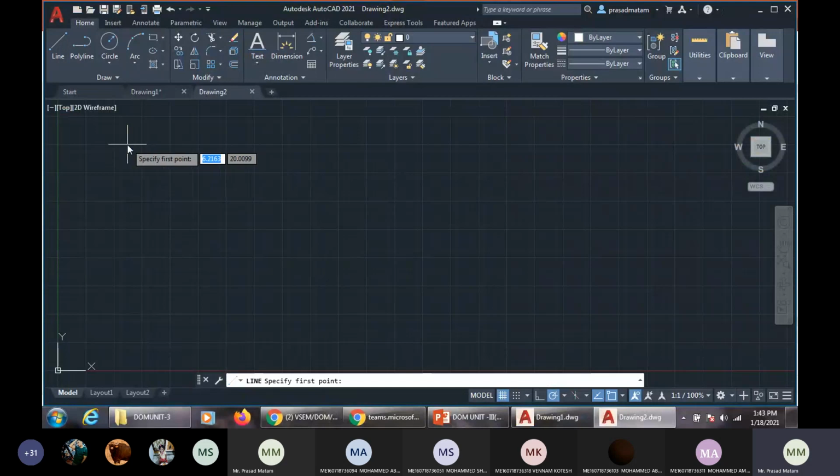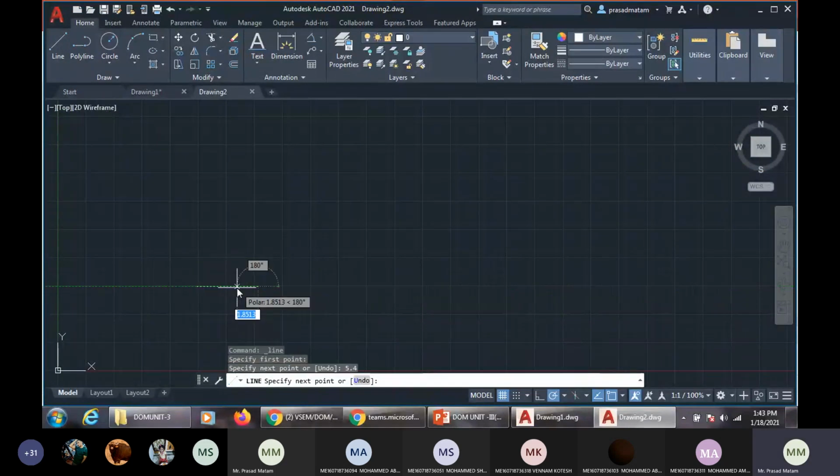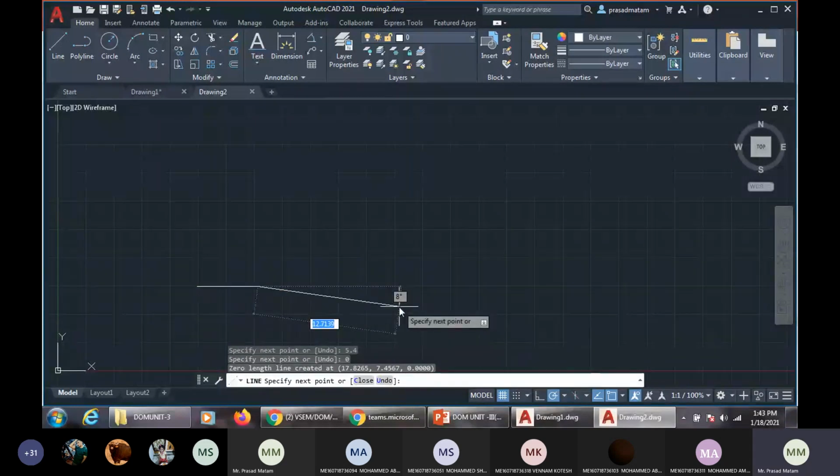So first, what we need, how we are doing? Draw a line of length 5.4 centimeter. I'm starting from this point, taking a length of 5.4 centimeters, making an angle of 0 degrees. Okay, I have stopped here. Next, second point, second line. How to draw the second line?